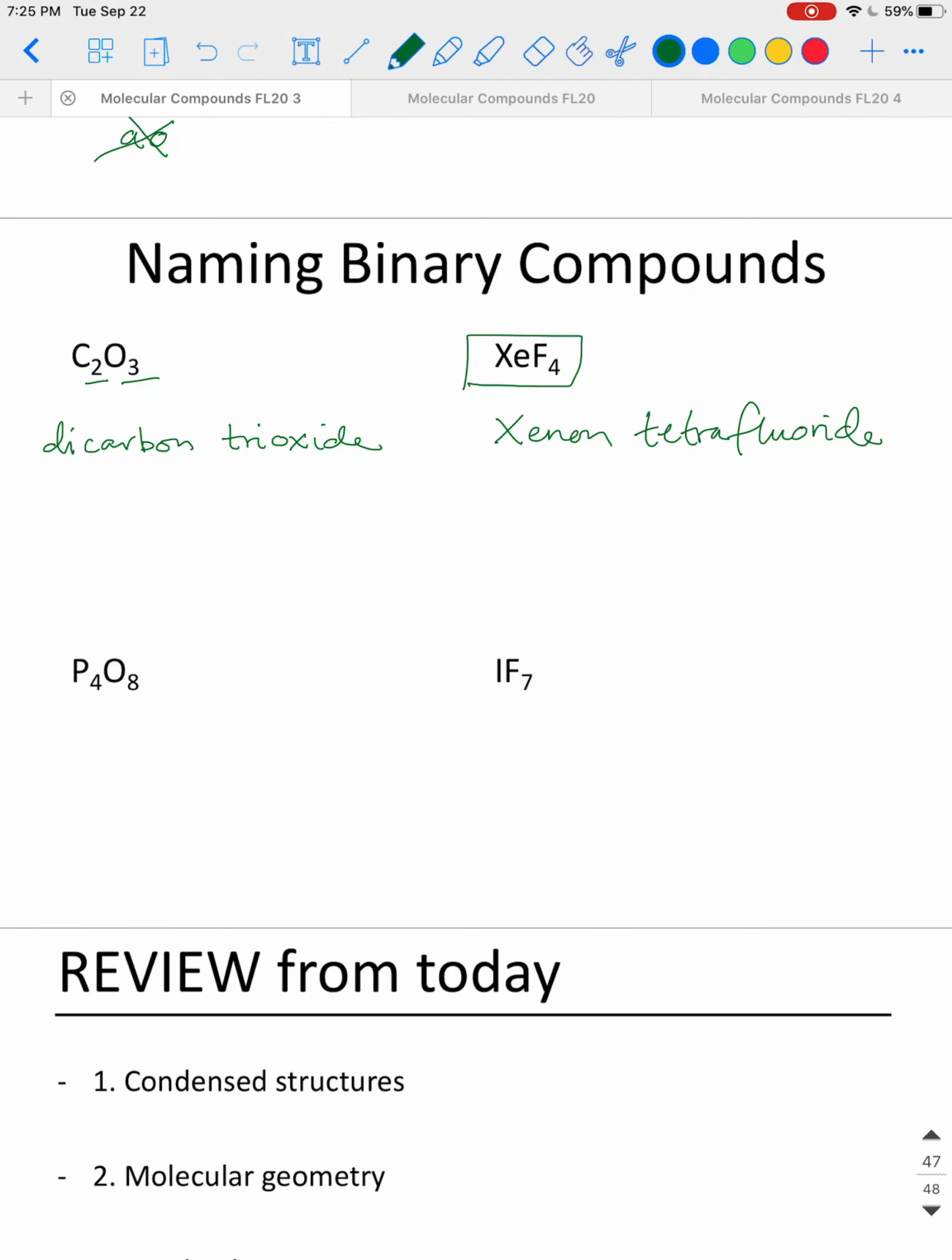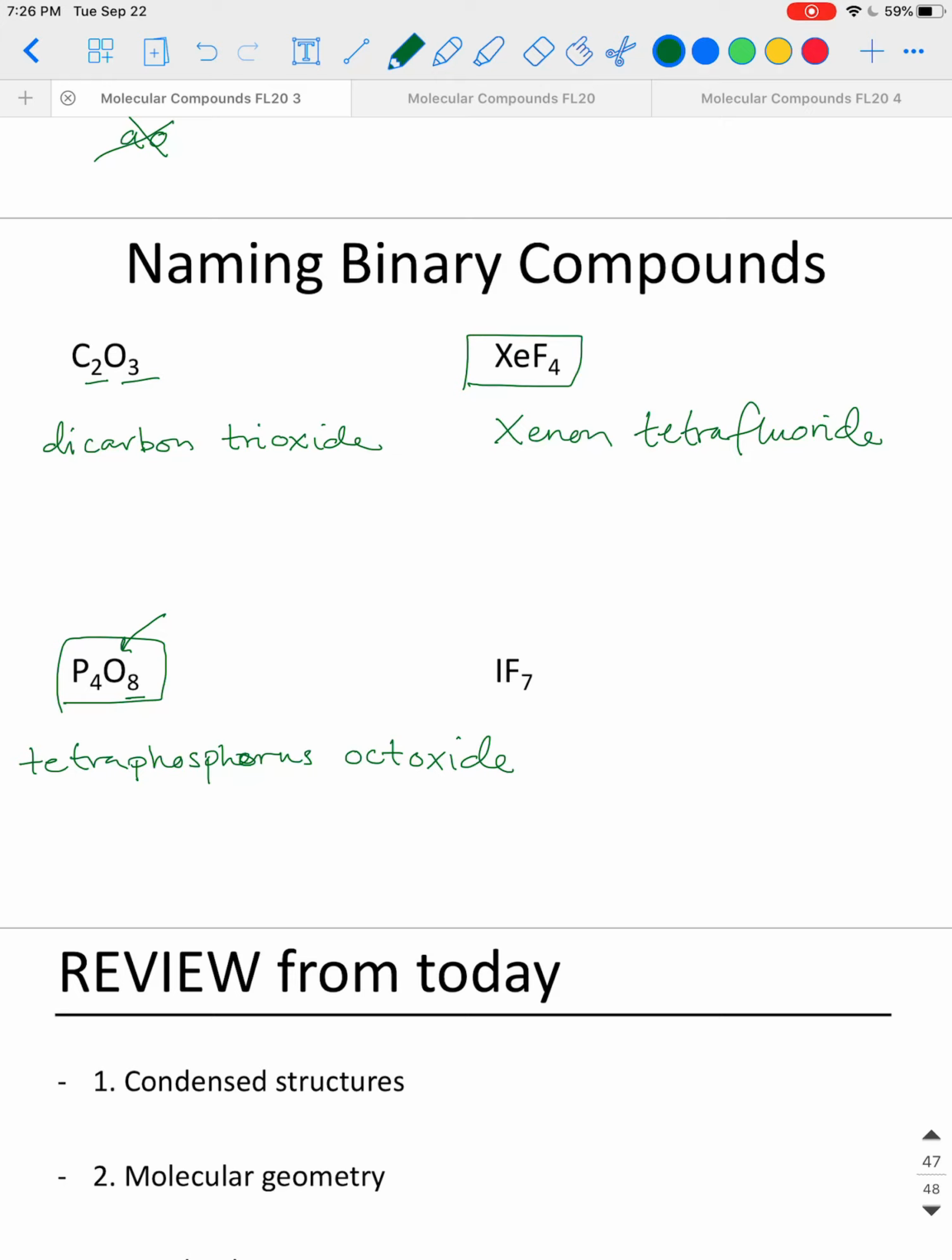Okay, what about P4O8? Pause the video. Try this one yourself. Okay, assuming that you've tried it, the prefix for 4 is tetra, and then phosphorus. And then we have, what's the prefix for 8? Octa. But remember, we dropped the A here because this element starts with a vowel. So it'd be oxide. So this one's weird. Tetraphosphorus oxide. So instead, it's not octaoxide, just oxide.